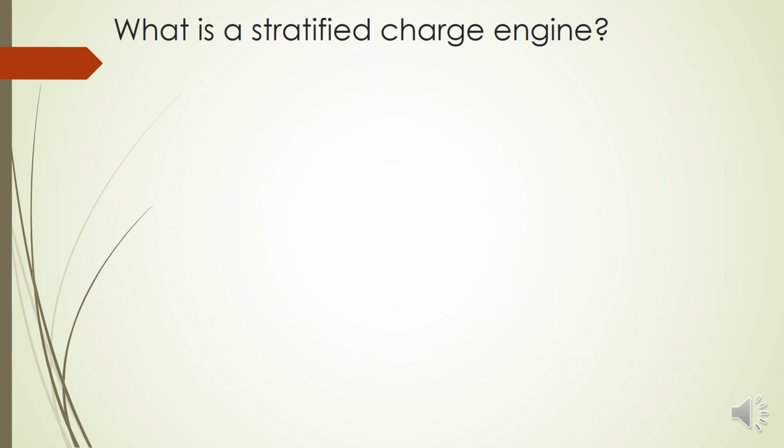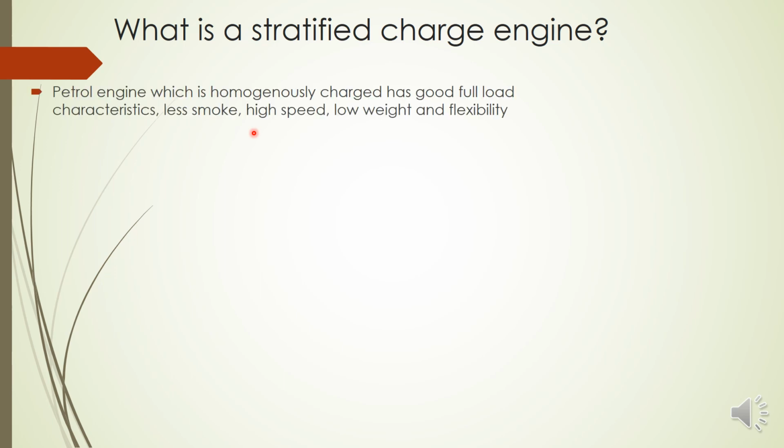What is a stratified charge engine? What is the idea? We already know that the petrol engine and diesel engine have several advantages and disadvantages. For example, what is the importance of the charge in a petrol engine? A petrol engine is homogeneously charged. What is the meaning of that? In the combustion chamber of a petrol engine, if you take any part of the combustion chamber, the air fuel ratio will be the same. So it is homogeneously distributed everywhere in the combustion chamber. That is why we call the petrol engine a homogeneously charged engine.